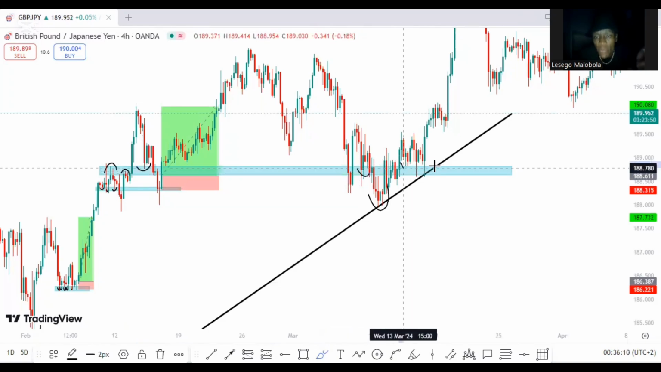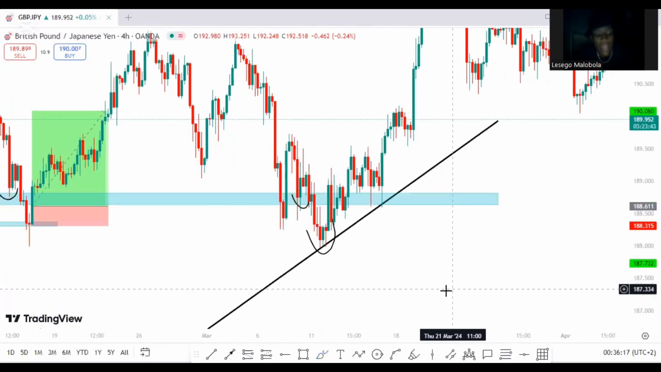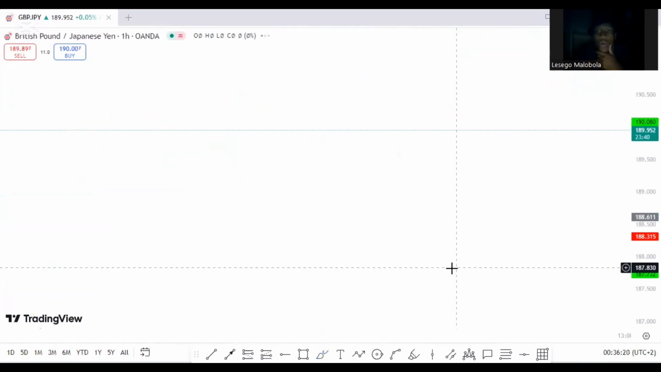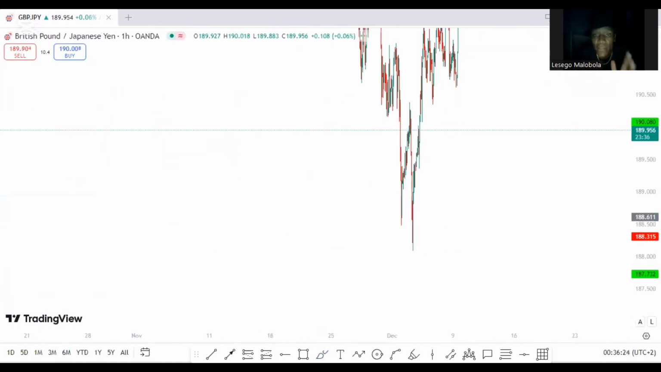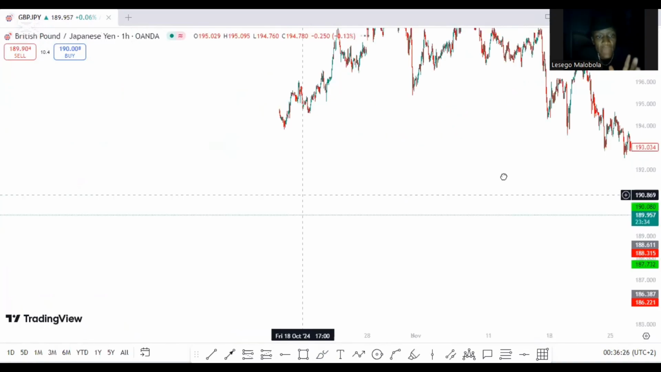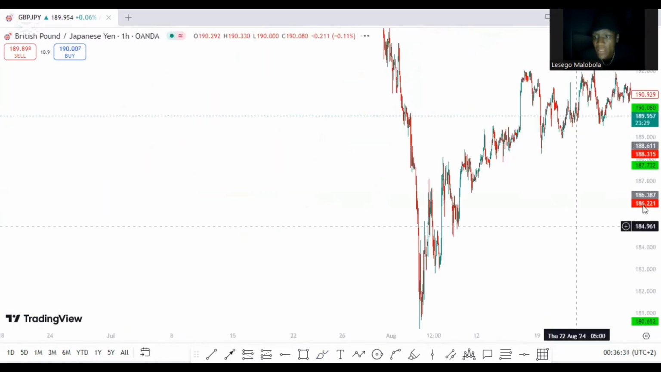Now it's been supporting right over here, right? So now we've identified our support and resistance. What are we going to look for? We're going to look for our candlestick confirmation. So we're going to go on the 1 hour time frame just to see if we can identify any candlestick confirmation. So let's just do that real quick and see if we can find something that we can work with.